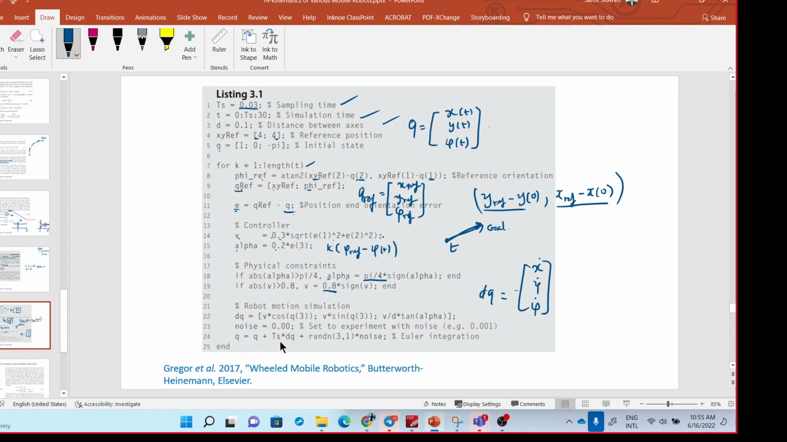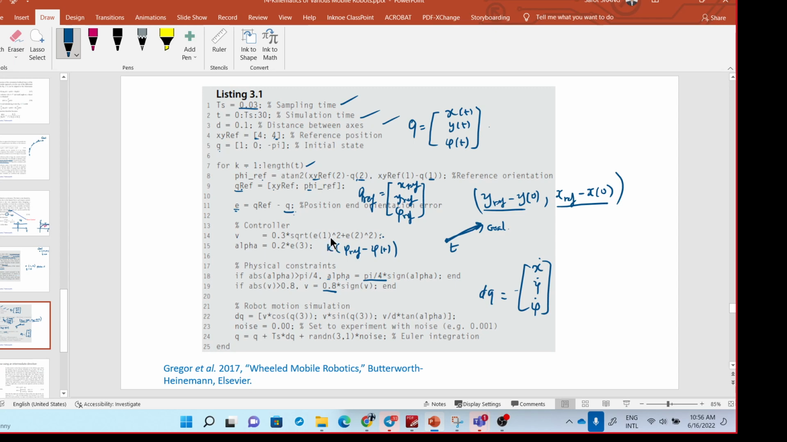Can you remind me of how you choose K, like 0.3 and 0.2? I'm not sure I understand. Yeah, actually this is a tuning parameter, there's no exact way.